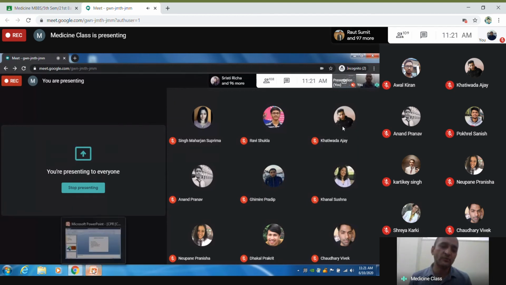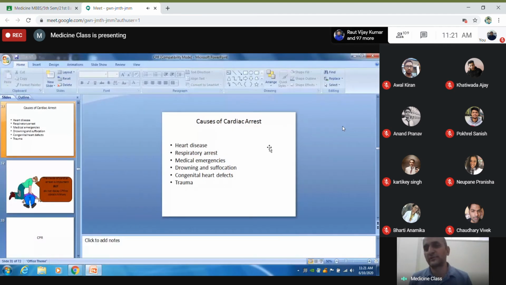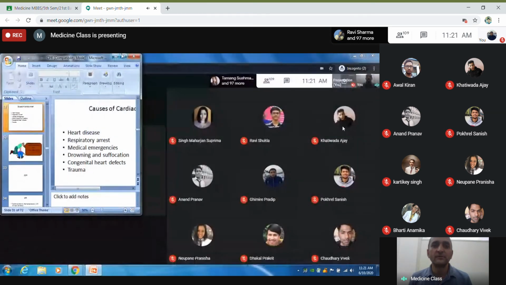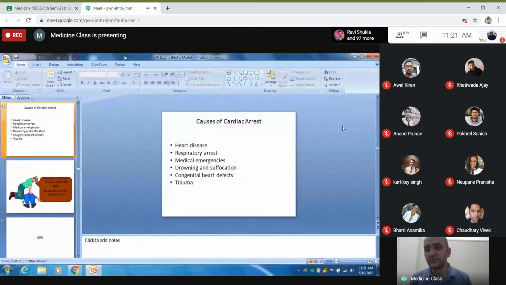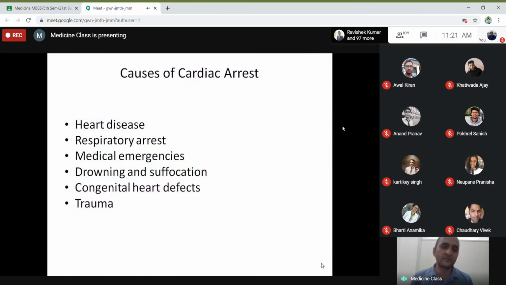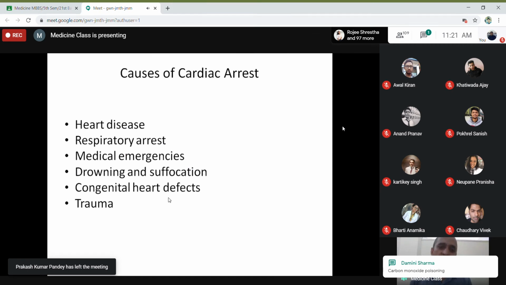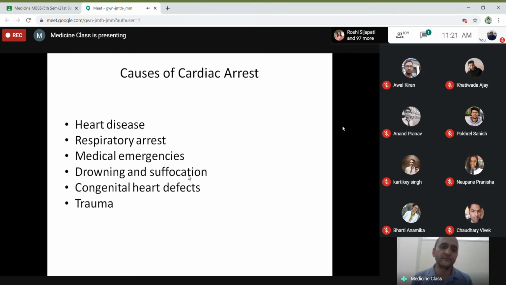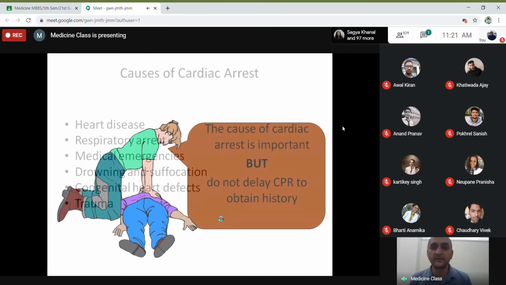There is a terminology, CO2 narcosis. They use a gas geyser, and there is a lack of oxygen and a high level of carbon monoxide, and they may develop carbon monoxide poisoning. This is suffocation. Other causes of cardiac arrest are congenital heart disease and trauma.